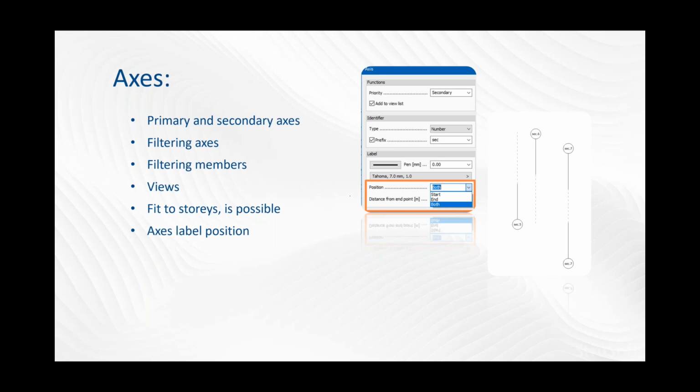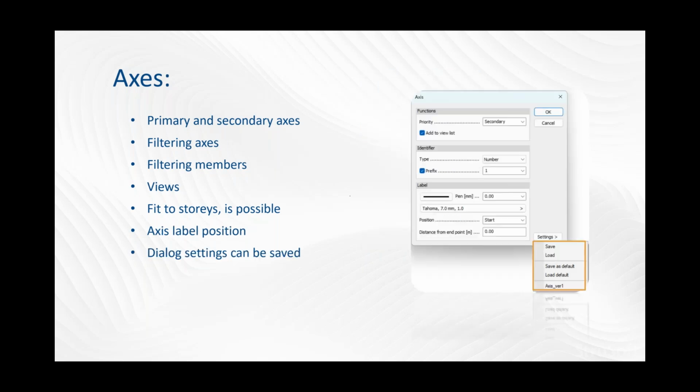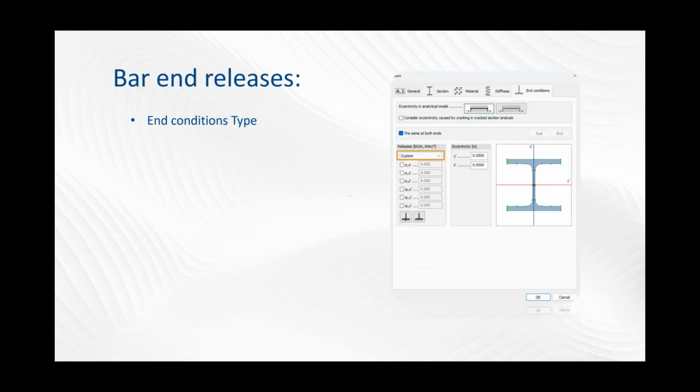And of course, you can choose whether you want the labels to be on both ends or just on one end of the axis. And all the settings can be saved, so you can use them at a later time.